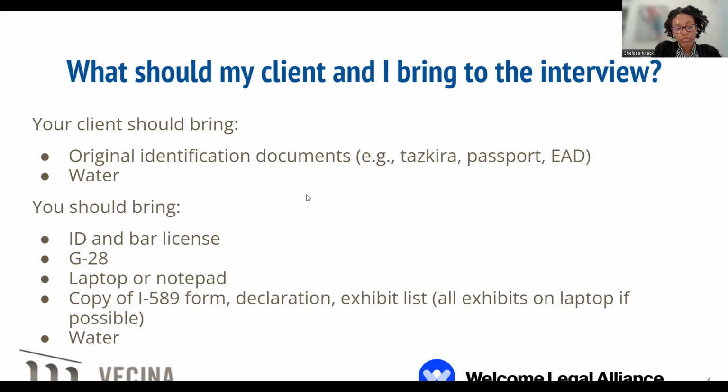You as the attorney should definitely plan to bring a photo ID as well as your bar license card. The asylum officers like to ask for that. Also a G28. If you did not already provide a G28 with the initial filing, say if you're covering for someone or you are stepping into the interview after it was already filed, maybe pro se, definitely bring a copy of the G28, but I would just bring a copy of the G28 to be safe. And then also a laptop or notepad, however you like to best take notes.